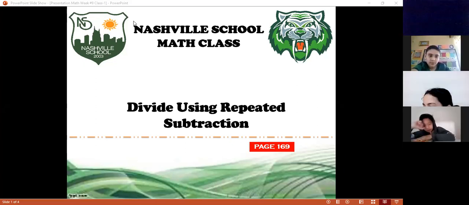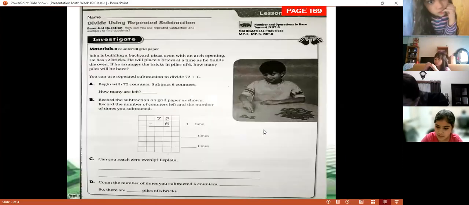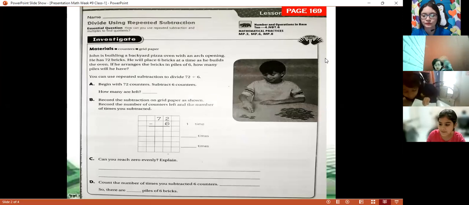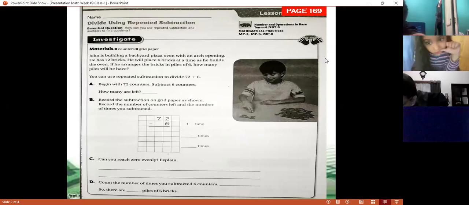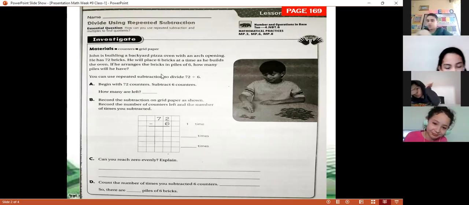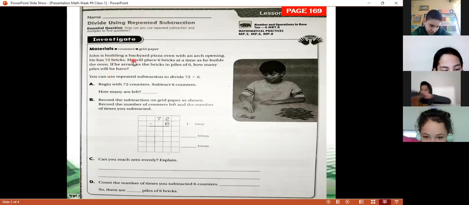But in this case, we're going to subtract. That is another way to find the answer of division. So who is on page 169? Rebecca? Yes. Page 169, class. Rebecca, help me to read here what it says. Investigate. So we have a problem. Help me to read this, Rebecca.